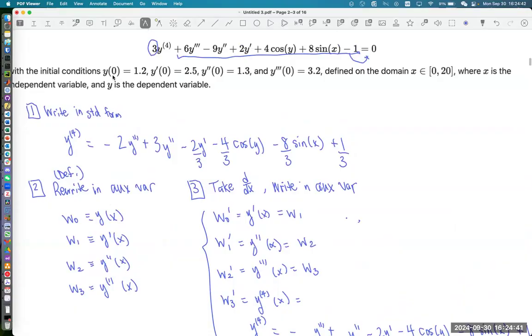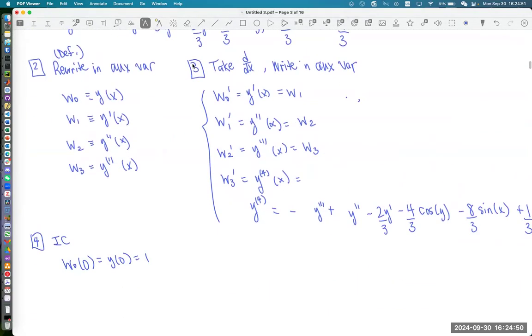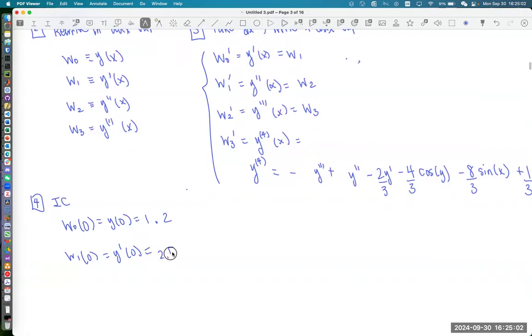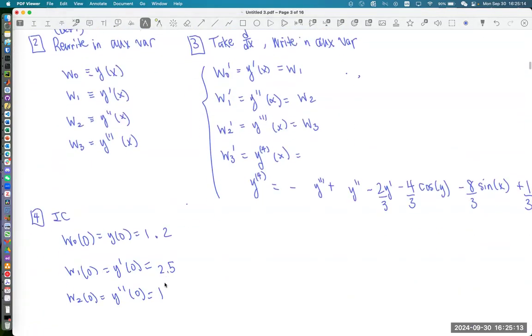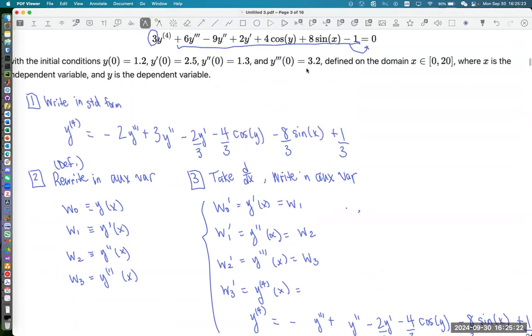The initial conditions were these. So we rewrite it. W0 of 0 should be y of 0, which is 1.2. W1 of 0 is the first derivative at the start, and it's 2.5. And we do a similar thing with W2, which is y double prime at 0. It should be 1.3. And then W3 of 0 is the third derivative of y starting at 0, and it's 3.2.